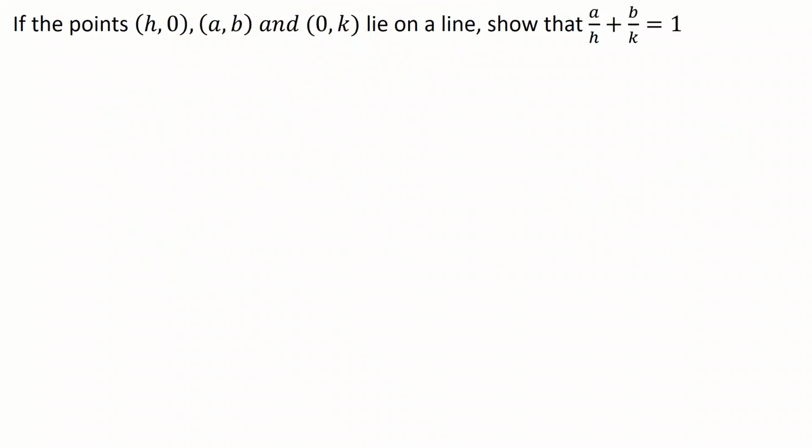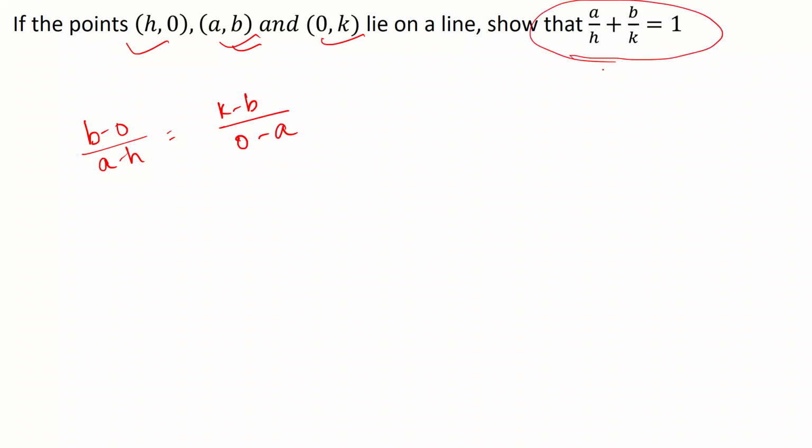Next question. If the points h comma 0, a comma b and 0 comma k lie on a line, show that this thing holds. We will take the same approach as we did before. If we are given that these 3 points lie on a line, that means they are collinear. So the slope of these 2 points is equal to the slope of these 2 points. So what I have is b minus 0 by a minus h is equal to k minus b divided by 0 minus a. We just have to simplify and see whether we get this or not.